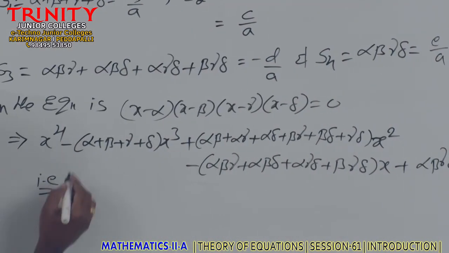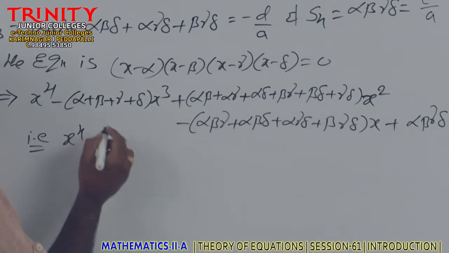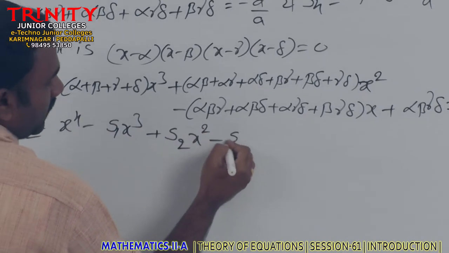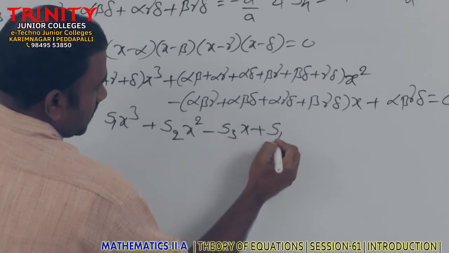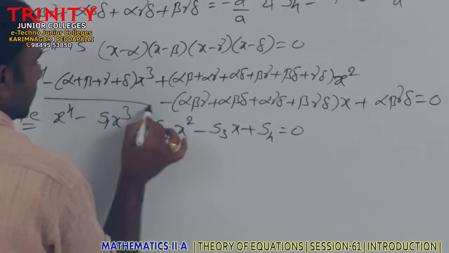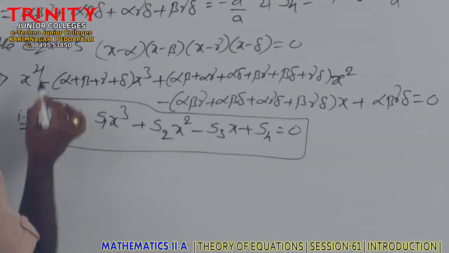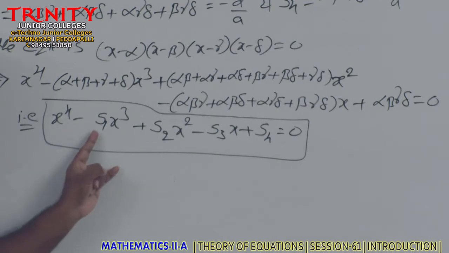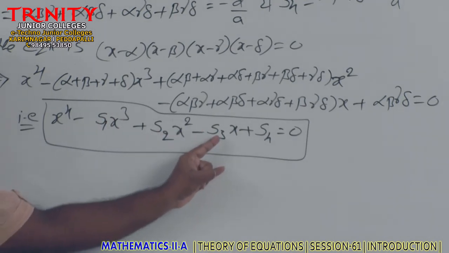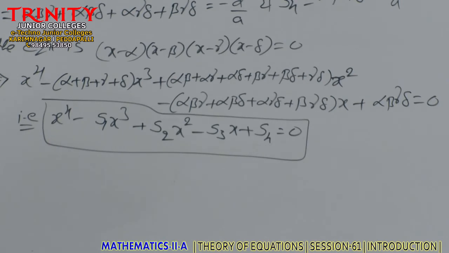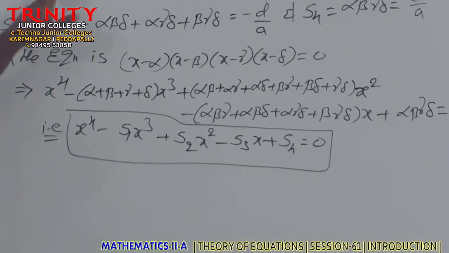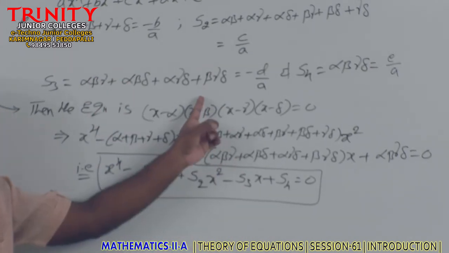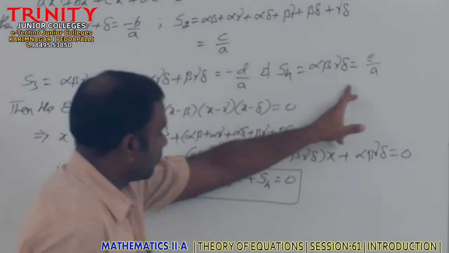That is nothing but x power 4 minus S1 x cube plus S2 x square minus S3 x plus S4 equal to 0. This is the biquadratic equation whose roots are alpha, beta, gamma, delta: x power 4 minus S1 x cube plus S2 x square minus S3 x plus S4 equal to 0, where S1 is the sum of the roots, S2 is the sum of the products of 2 roots, S3 is the sum of the products of 3 roots, and S4 is the product of 4 roots.